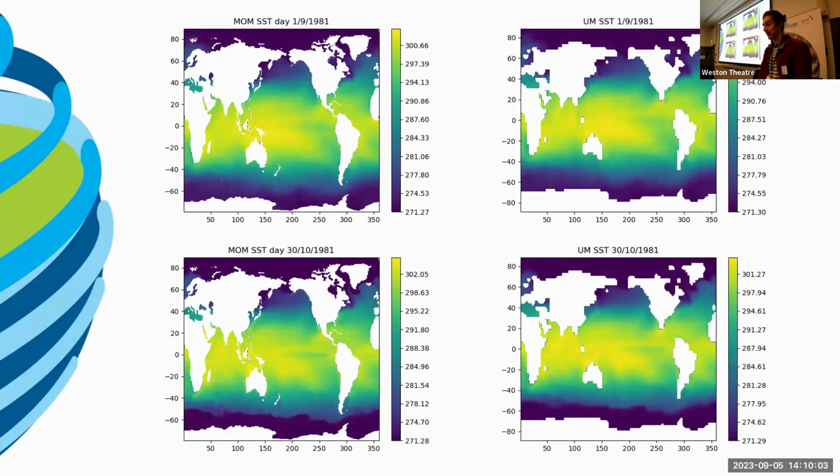This is the UM coupled to MOM6 and CICE6, and this is just a 2-month run. On the left, we have sea surface temperatures from the MOM grid. On the right, we have the sea surface temperatures being sent to the UM. The top row is the start of the run, and the bottom row is the end of the run at 2 months. If you look really closely, you can see that the ocean has changed after 2 months, and that it's the same across both models.